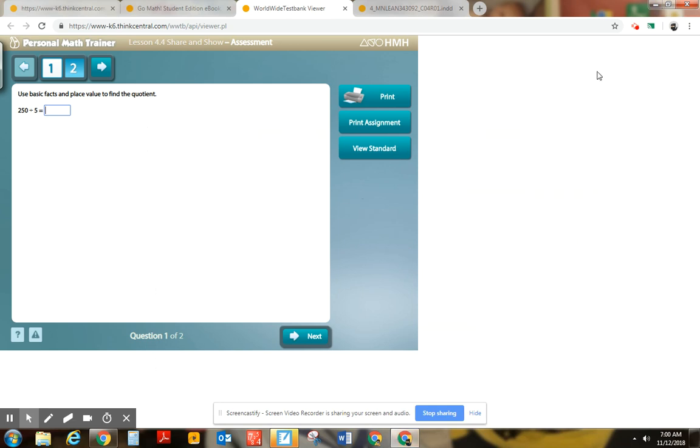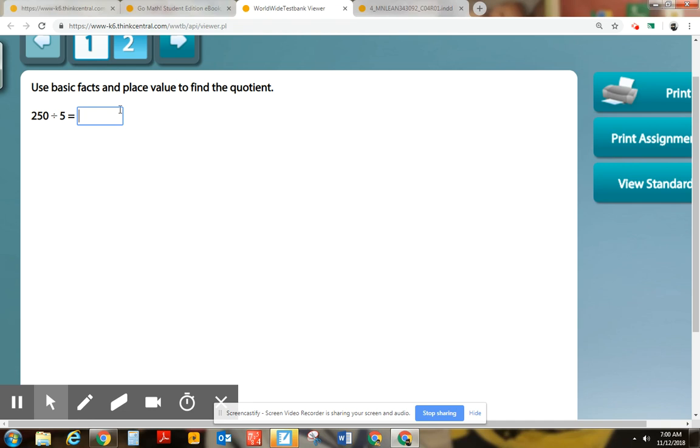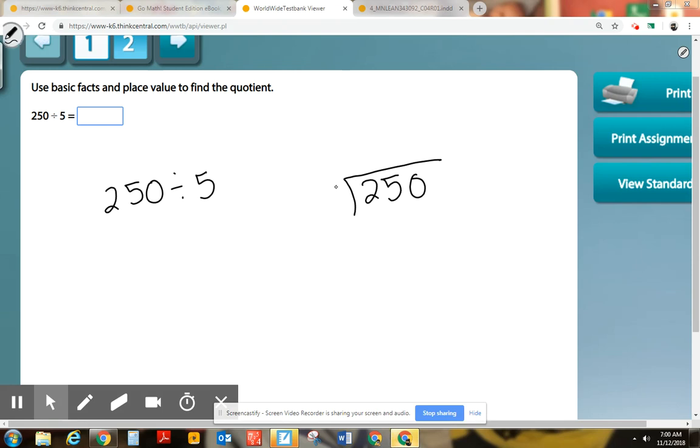Let's take a look at a couple of questions that you'll see on your PMT. All right, so this first one is 250 divided by 5. You must rewrite this problem. 250 divided by 5. Underline the basic facts. 25 tens divided by 5.